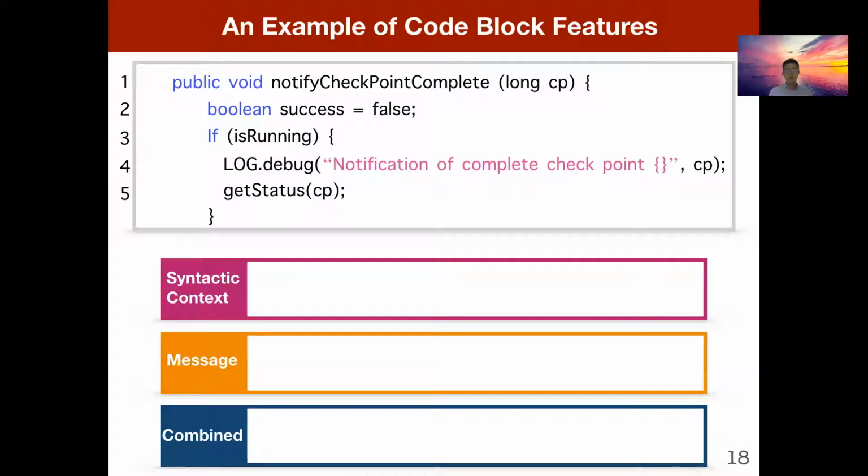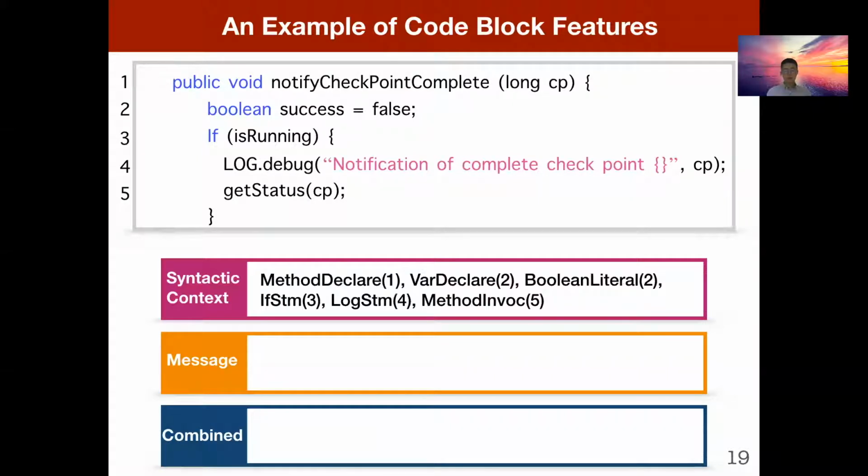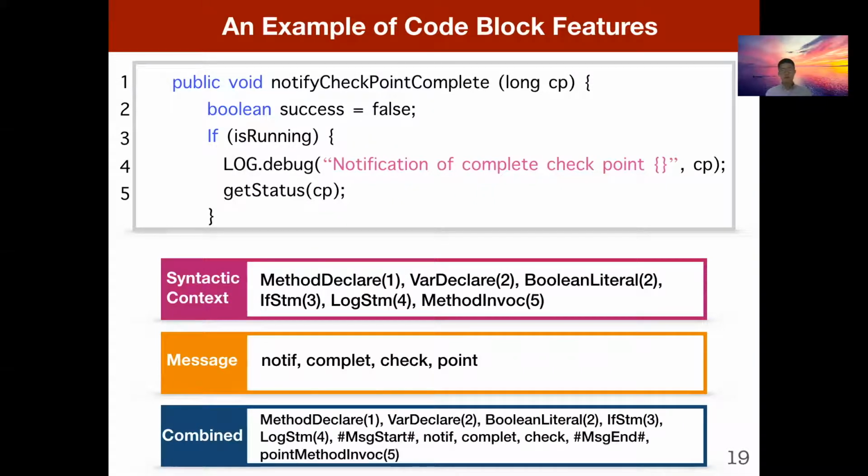Here is a method declaration with a Boolean statement and an if statement inside. And within the if statement, there's a logging statement and a method invocation. So the syntactic context feature will go like this. We include the line numbers for presentation; they do not really exist in the actual feature. Then we get the message feature with common preprocessing practices. For the combined feature, we insert the message feature into the syntactic one with a special mark indicating the start and the end.